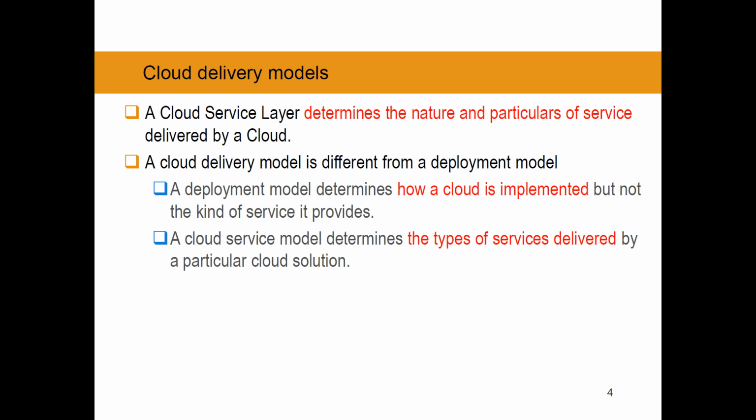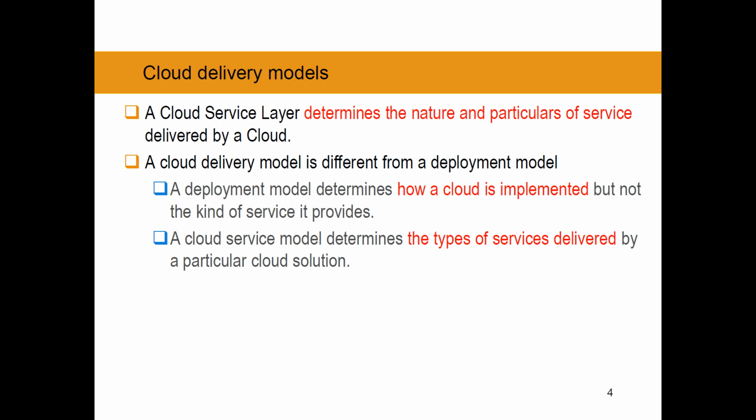And then a cloud delivery model is different from a deployment model in terms of this. The deployment model determines how a cloud is implemented, but not the kind of service it provides, right? You have private, public, hybrid, community, how it's implemented, and who are the owner, who are the ones that maintain and are responsible to manage. Okay, that's the deployment model. When we talk about the service model, it is the type of services delivered to the customer or to the subscriber by the cloud service provider.